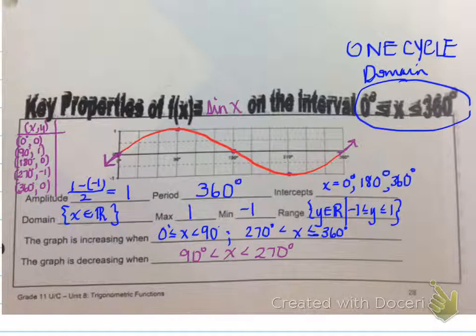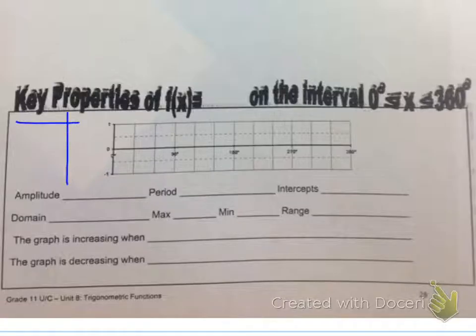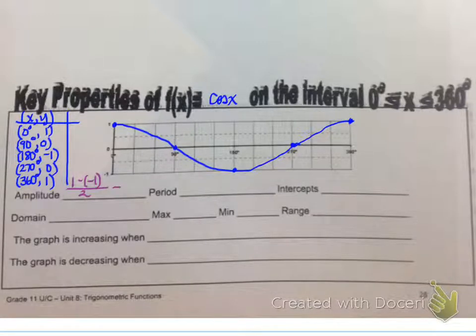So this is the key properties of f of x equals sine x on this following interval. If you're in 3U, this is what we would continue for the cosine function. So we now have the cosine function. The cosine function is as follows. We continue those values. Here is the cosine function, and you should be able to fill in this chart pretty quickly with all the values.